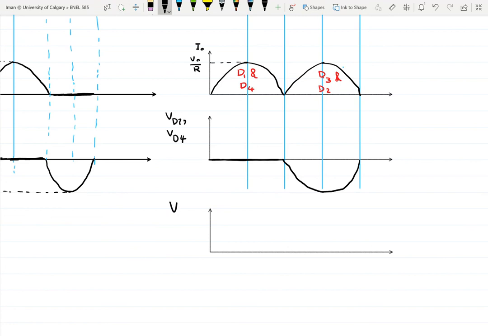So VD2 and VD3. So it would have... bring this further down. So something like this here.